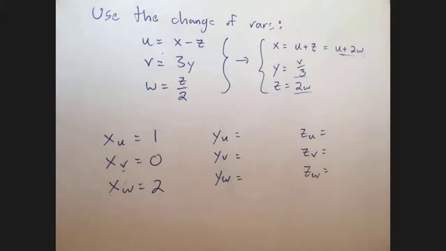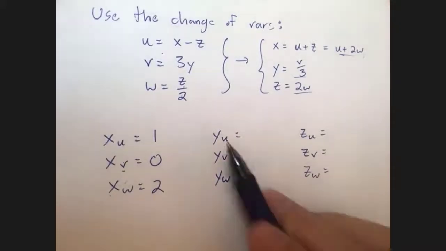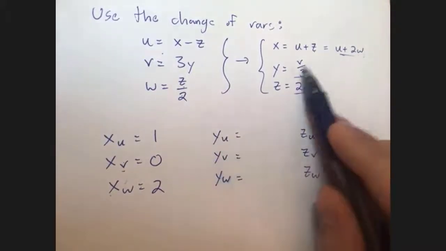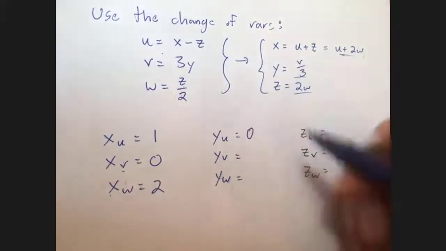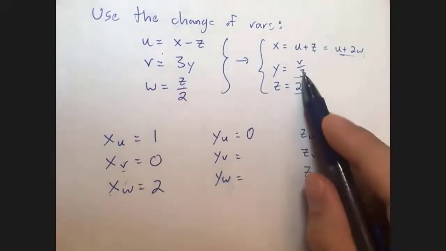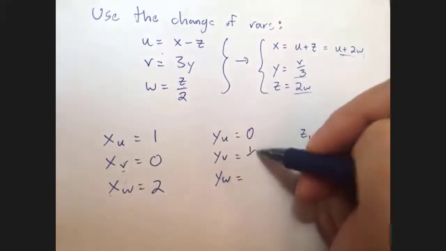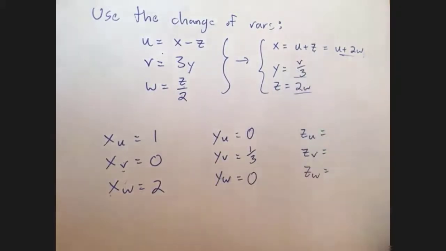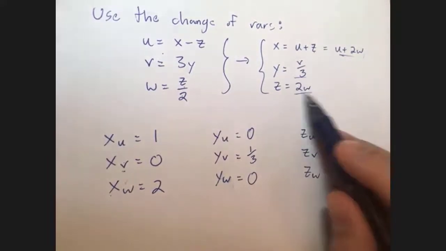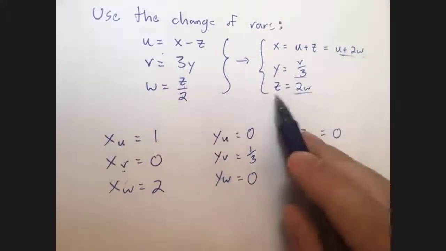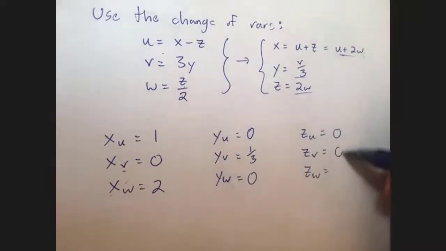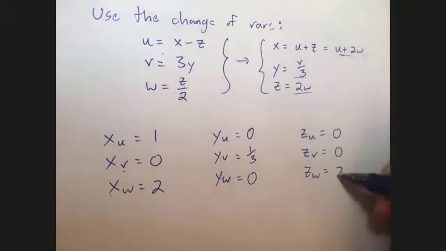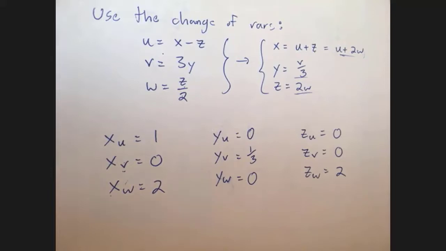Right? Just looking at this expression and differentiating with respect to these different variables. These are partial derivatives. Okay, let's look at y. yu, well, there are no u's here, so it's 0. yv, well, that's just a constant that we're multiplying by, so that's just 1/3. yw, there's no w here, so it's 0. zu, there's no u here, so it's 0. zv, there's no v, so it's 0. zw is 2. Not too bad, right?